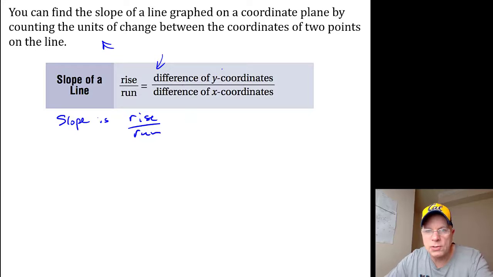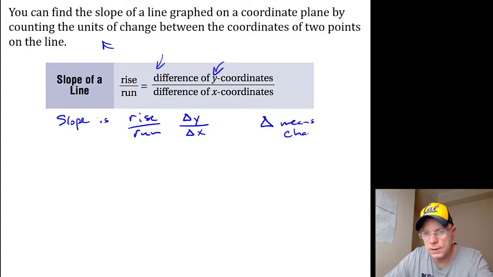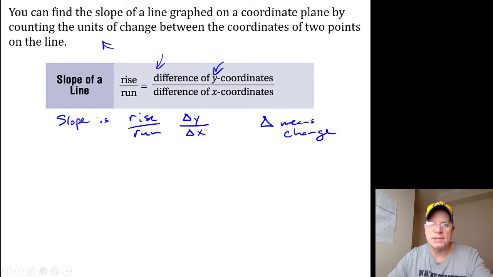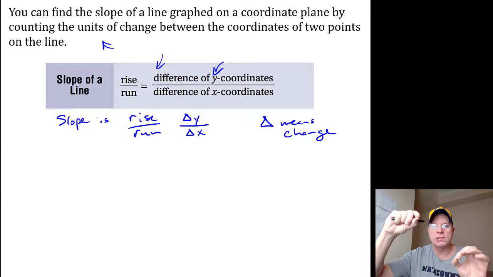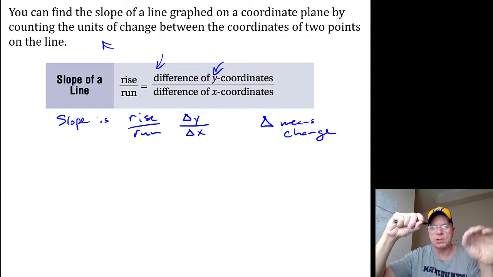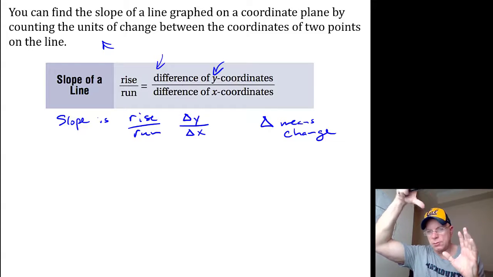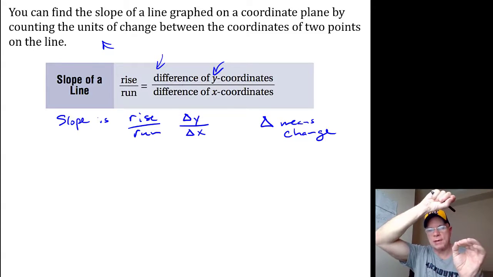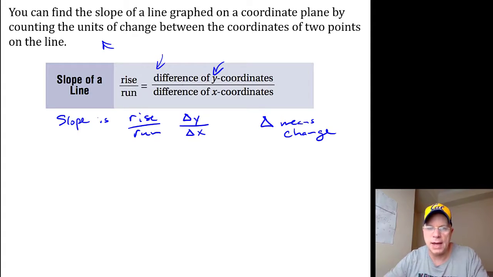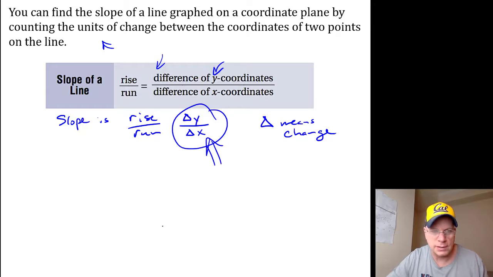But we're also going to represent that as the difference in the y coordinates, delta y, over the difference in the x coordinates, delta x. Delta means change. So if I take 2 points on my line, how are the y coordinates changing when I go from one point to the other? And then I put that as my numerator, and my denominator in my ratio is how much the x coordinate is changing. So that's delta y over delta x. We'll be writing this a whole lot, delta y over delta x.